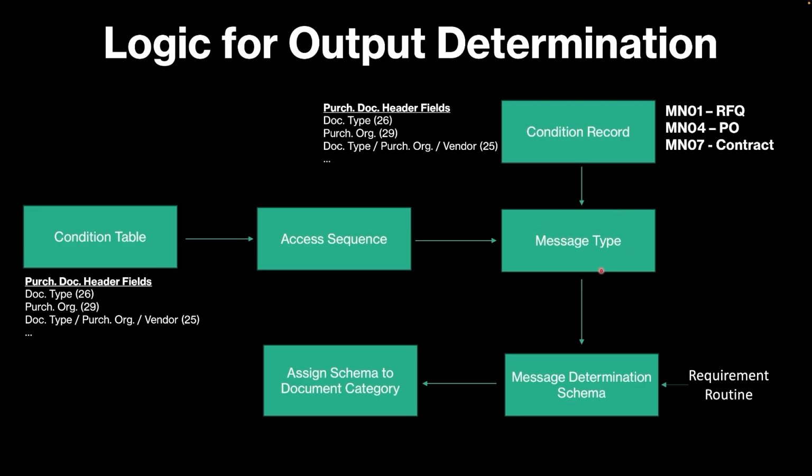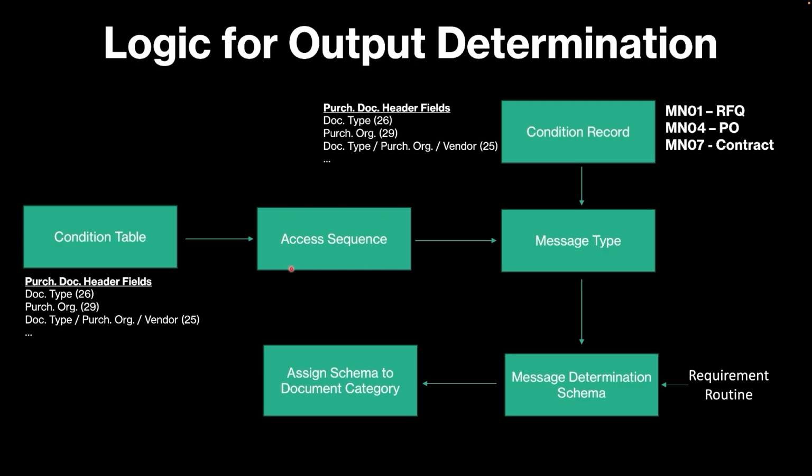So what you will do is you will use this condition table to maintain the condition record against this message type. This condition table is very important because this is the table against which you will have to maintain the condition record through which this message type will get determined. So the first step is to create the condition table, and then you will arrange all these condition tables in something called as an access sequence.